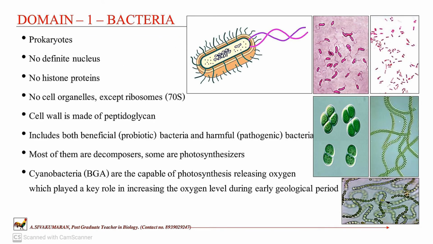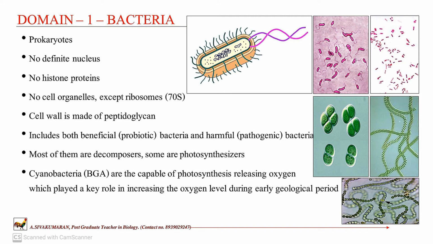Let us see the domain 1, bacteria. The main characters of the organisms under bacteria: they are all prokaryotes. Prokaryotes means what? They don't have proper cellular organization. No nuclear wall, no nucleus like this. They are prokaryotes, and that is the explanation of the prokaryotes given there.